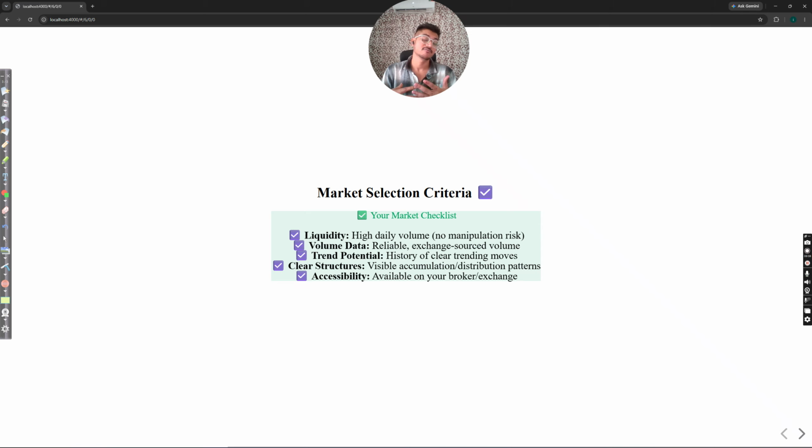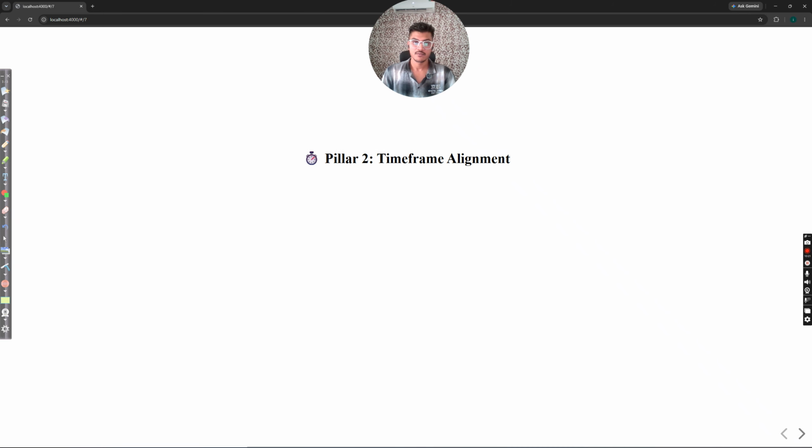And then the market that we are trading should have trend potential, where we'll be seeing a history of clear trending moves. The fourth one is clear structures. I mean, accumulation and distribution patterns should be visible. And then when it comes to accessibility, those coin pairs or asset classes should be available on your brokerage or exchange. And a pro tip for you is to start with two to three markets maximum, and master them before expanding to other markets. So pillar two is your time frame alignment.